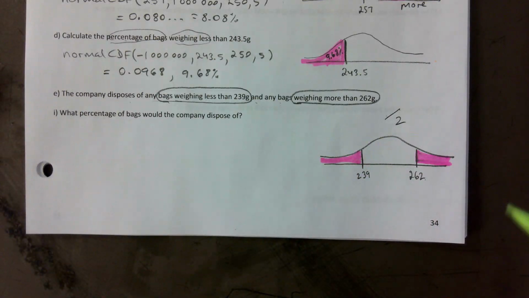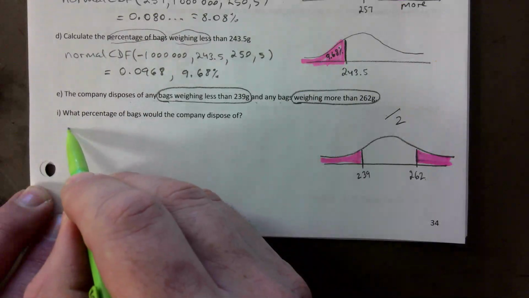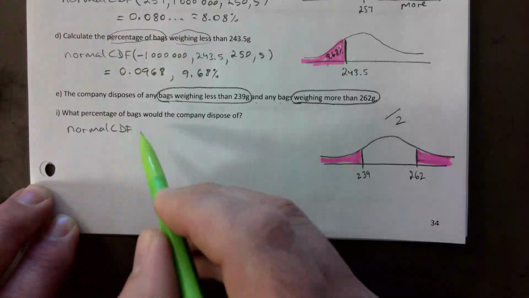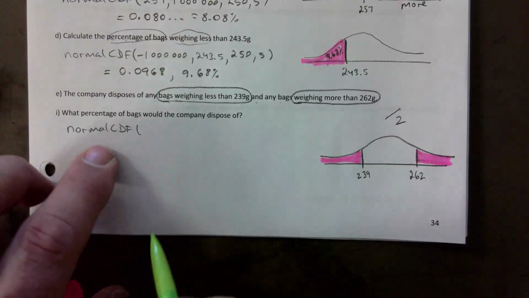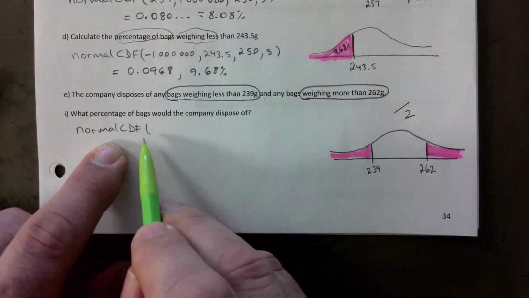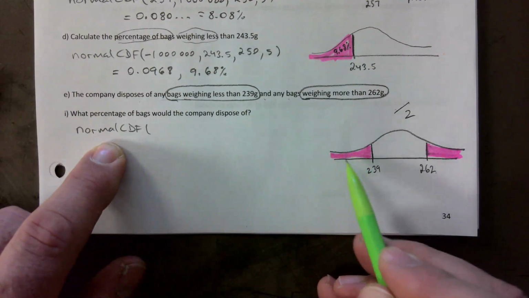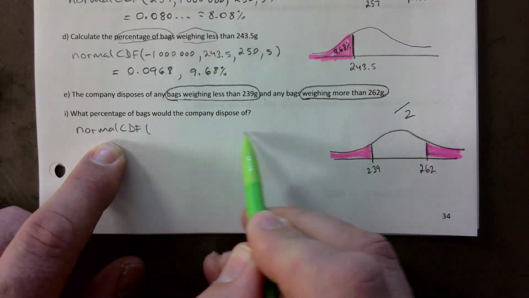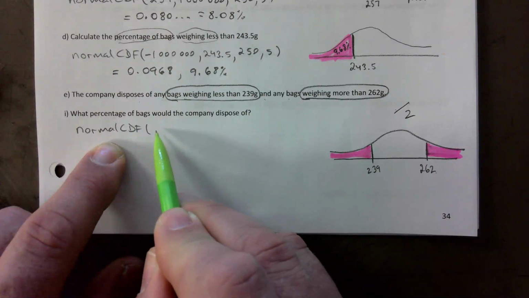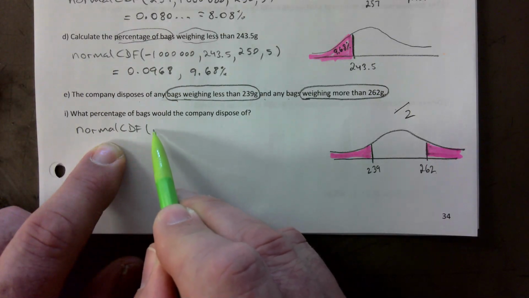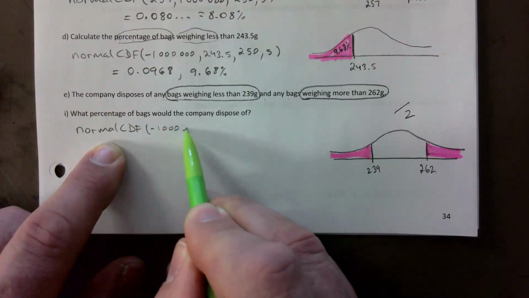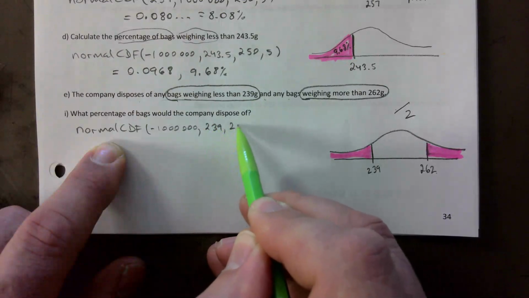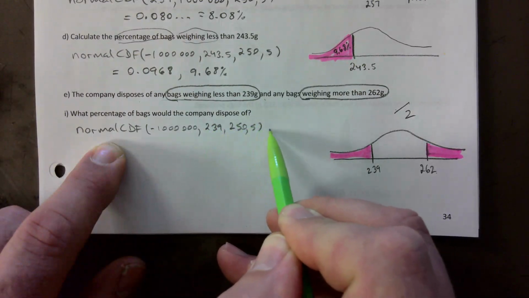But so you have a choice here. I'm going to go with the one that you're probably going to be able to wrap your head around best. Okay? I'm going to do a normal CDF for this tail here. If I want this tail, how would I enter this into the calculator? What would I start with? Negative a million. Yes, all the way to 239, and I know my average and I know my standard deviation. I'll come up with a number.